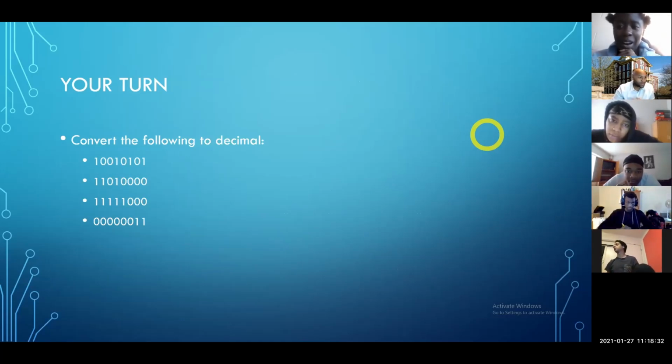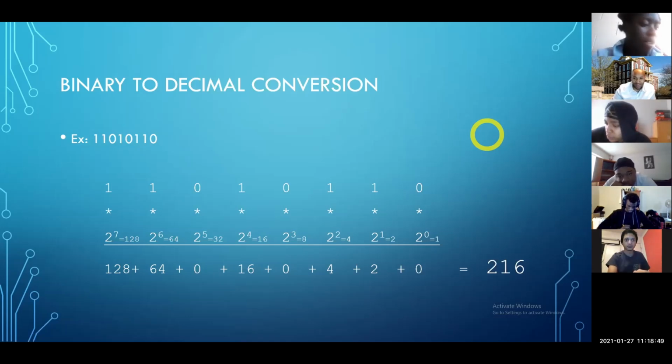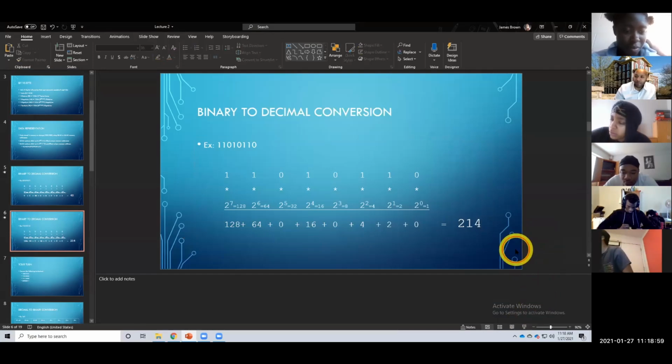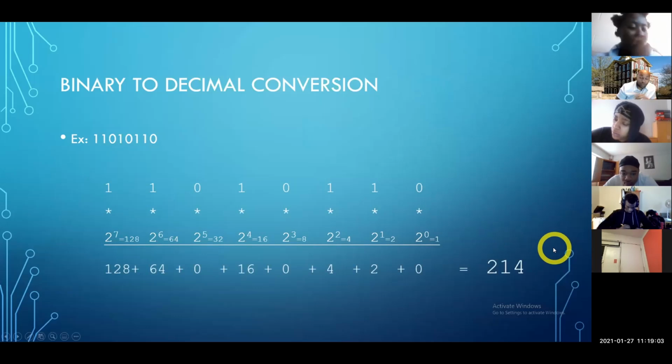Was that when I added the last one? I got 214. I don't know if I was wrong or not. 214. Let's see. I might be wrong. Let's see. 128 plus 64. What did everybody else get? If I'm wrong, let me know. 128 plus 64, 16 plus 4 plus 2. You're right. 214. I just wanted to make sure. All right. 214.